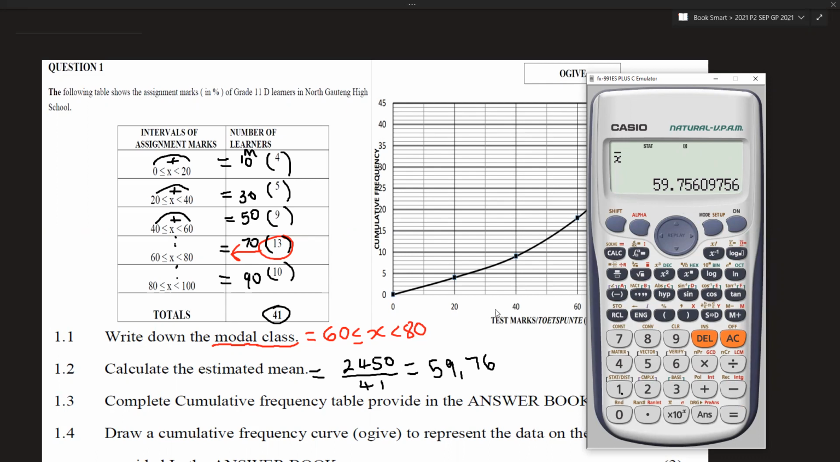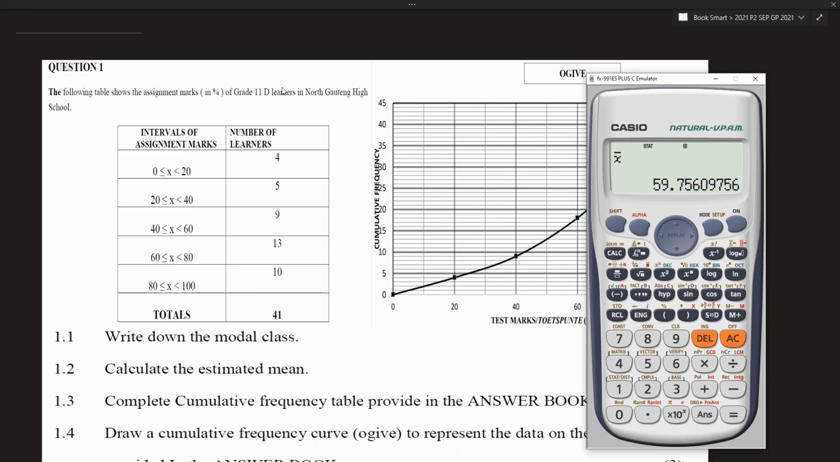Awesome. So guys, I'm going to erase this data here to create space, so I'll clear all drawings. Now we can proceed. So they want us to do what? To complete the cumulative frequency table. So I'll just complete it here. Cumulative frequency.